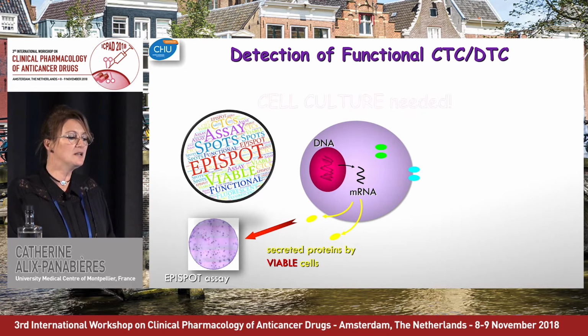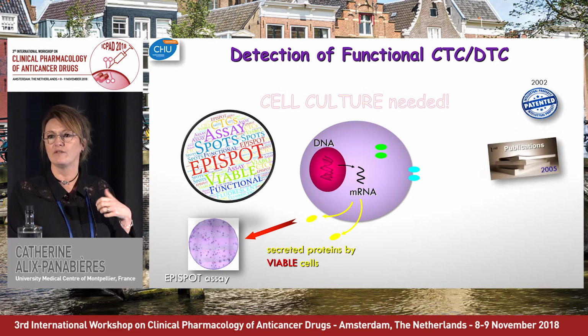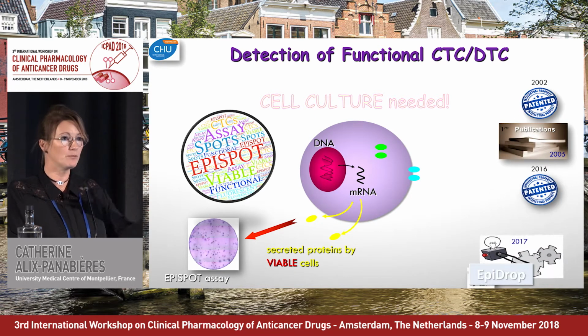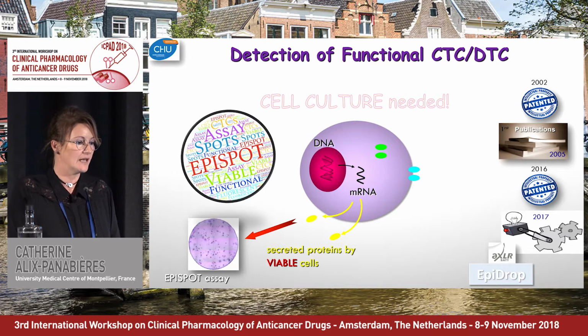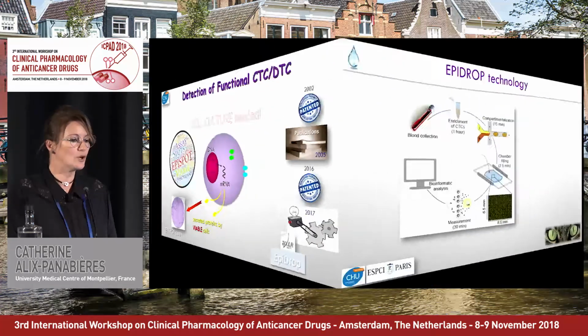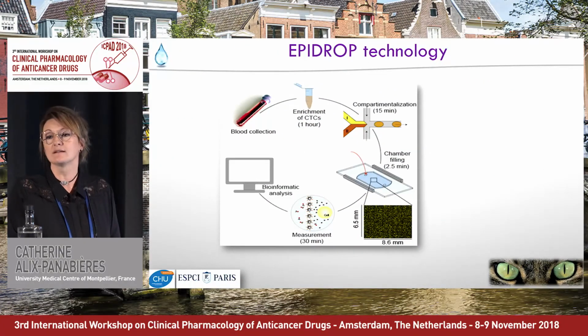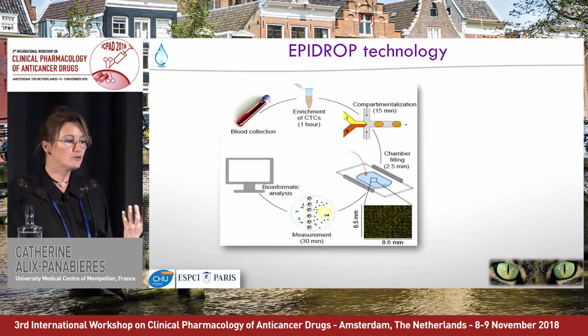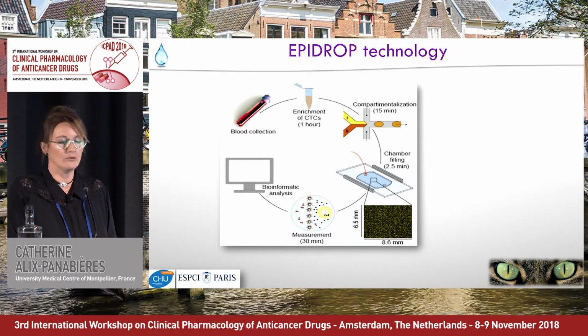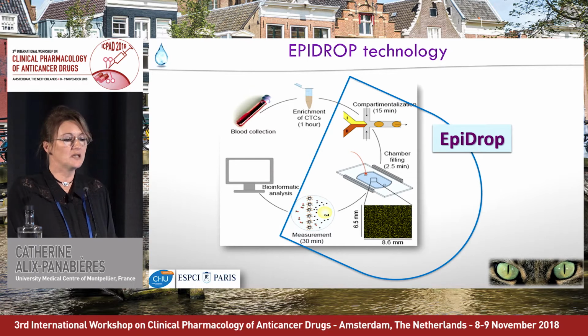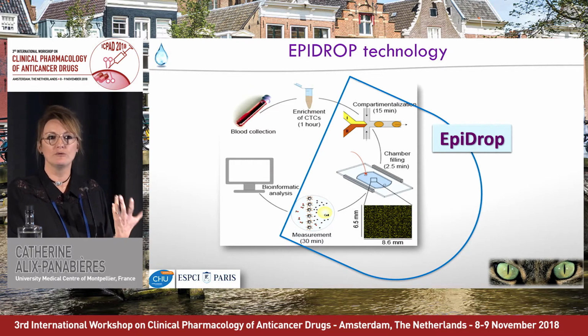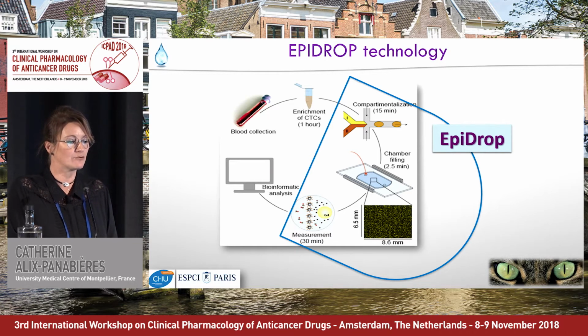Why? Because we still believe that it's important to detect the viable CTCs because they are able to give rise to distant metastases. And we just optimized a new way to do that at the single cell level, which means that we need to enrich CTCs, whatever you want, but then we will use the EpiSpot in a drop, which means that we will do like a digital PCR.